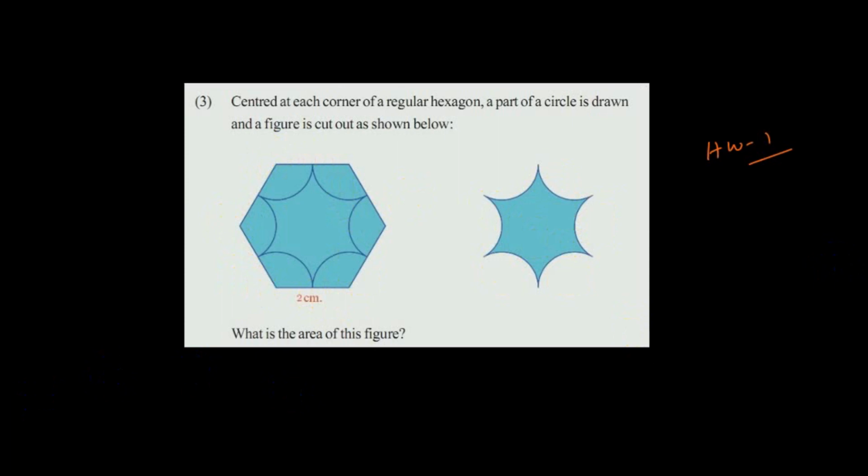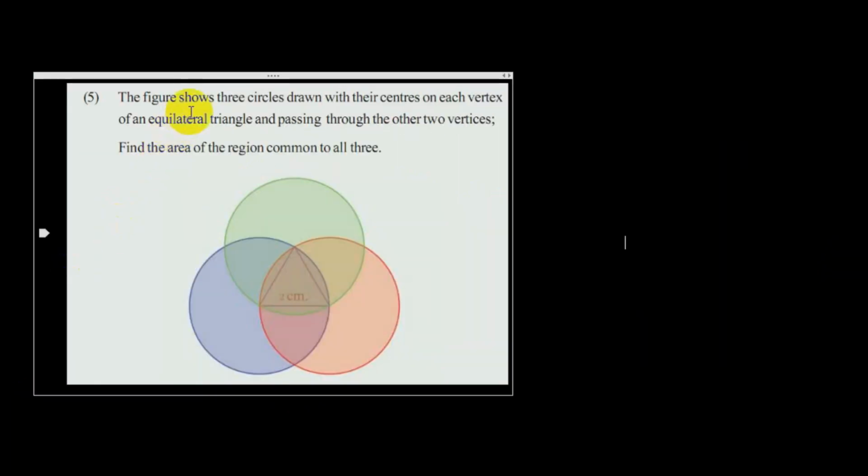Now one more question from your textbook. See, the figure shows 3 circles drawn with their centers on each vertex of an equilateral triangle and passing through the other 2 vertices. Find the area of the region common to all the 3. As said earlier, this circle passes through the centers of the other 2 circles. Similarly, the other 2 circles must do the same. Joining these 3 center points will give an equilateral triangle. We can see the shape here.